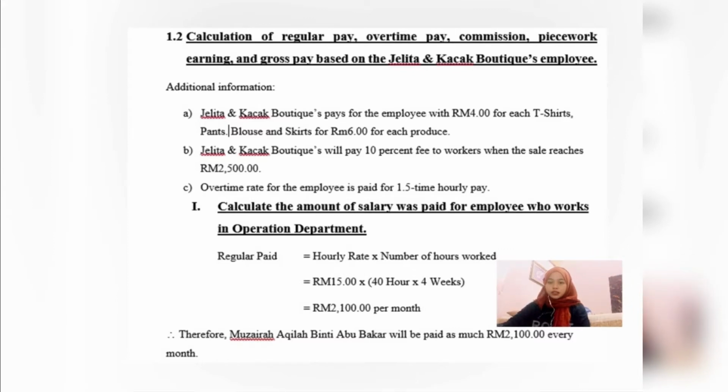So, the calculation of the salary paid to an employee who works in the operation department: regular pay equals hourly rate multiplied by number of hours worked. 15 ringgit multiplied by 40 hours multiplied by 4 weeks. So the total is 2,100 ringgit per month. Therefore, Muzaira Akila binti Abu Bakar will be paid 2,100 ringgit every month.